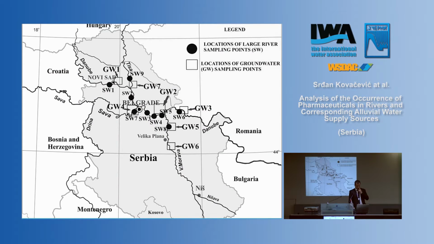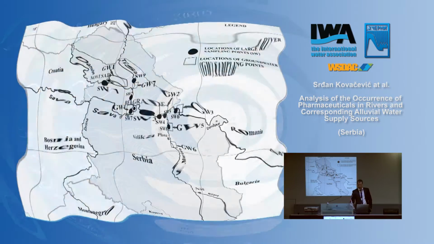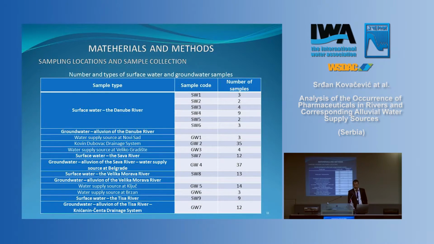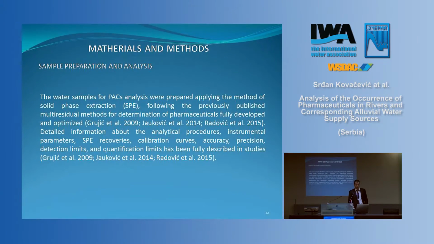So, to start, these are all locations that we investigated. Novi Sad, Belgrade, Tisa, Ničanin, and all others. It's not so important. There were many samples, about 167 samples total, about 60 samples from surface water, and about 110 from groundwater. So there are many samples on different locations. You can see this on this table.